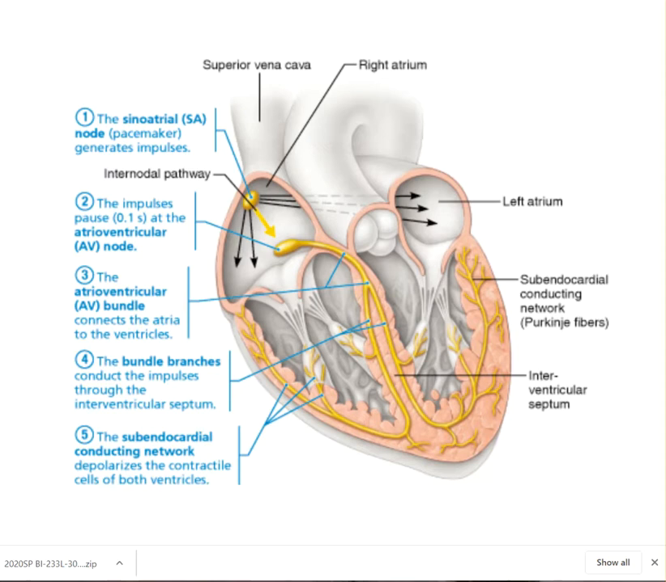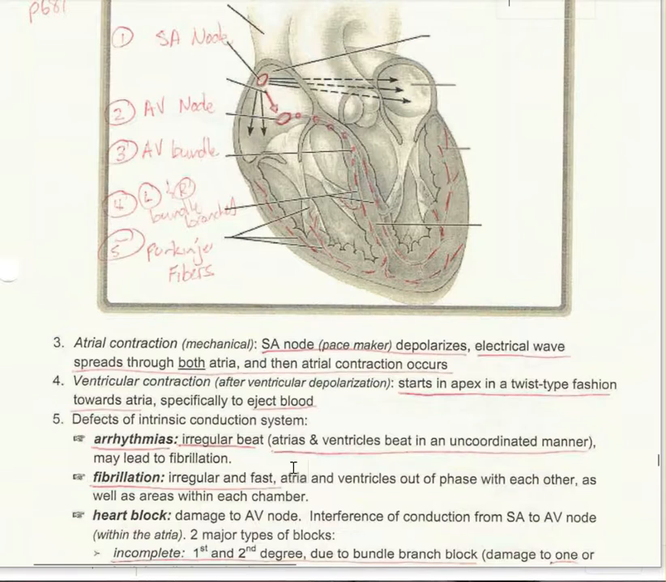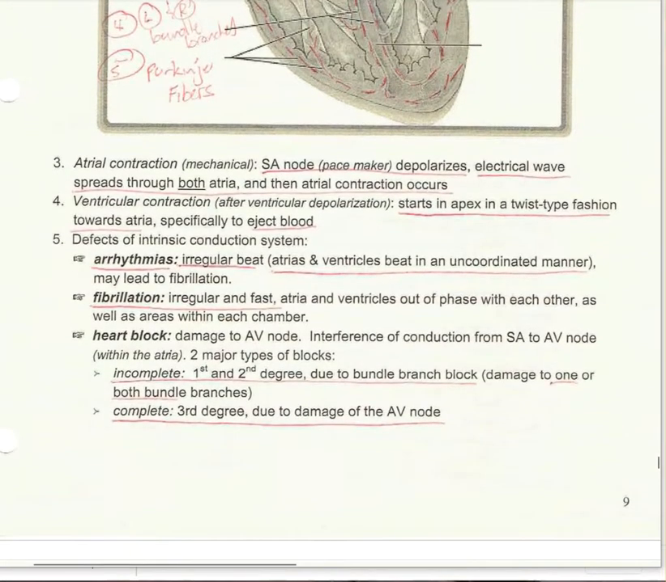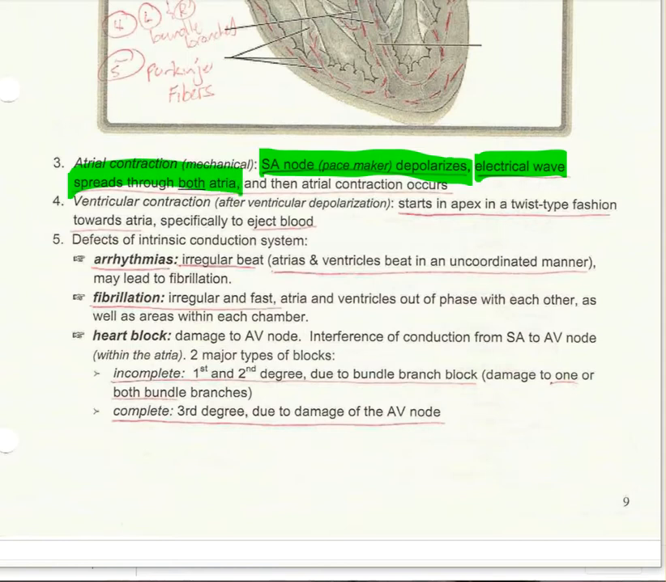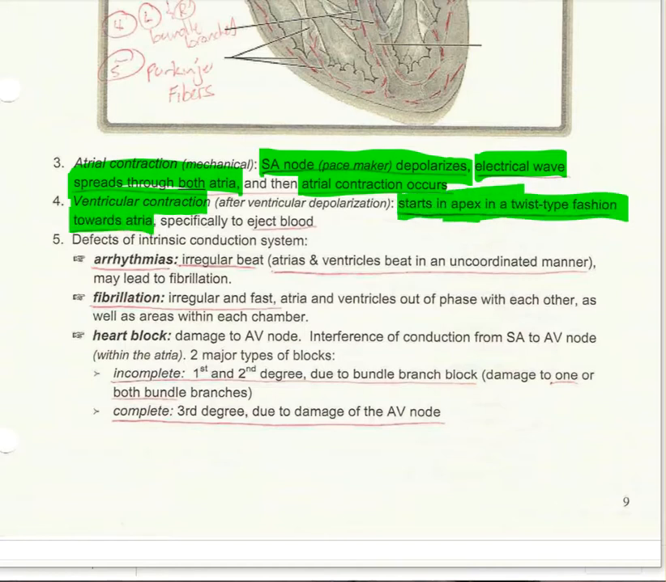So if we go back to our notes now, we have atrial contraction. As we said, the SA node depolarizes, an electrical wave spreads across both atria, then the atria contract. Then we have ventricular contraction, and this starts at the apex in a twist-type fashion, and it goes towards the atria, and it ejects blood through those semilunar valves.